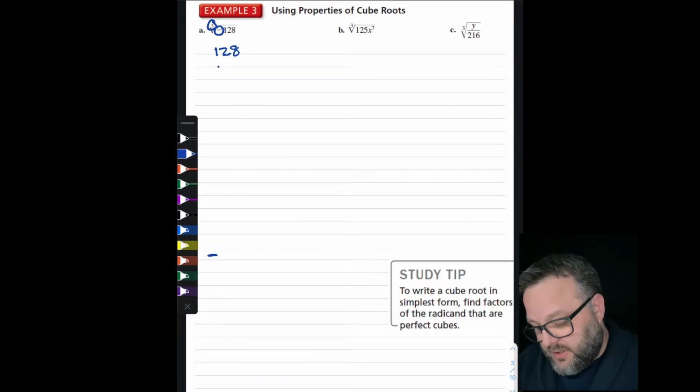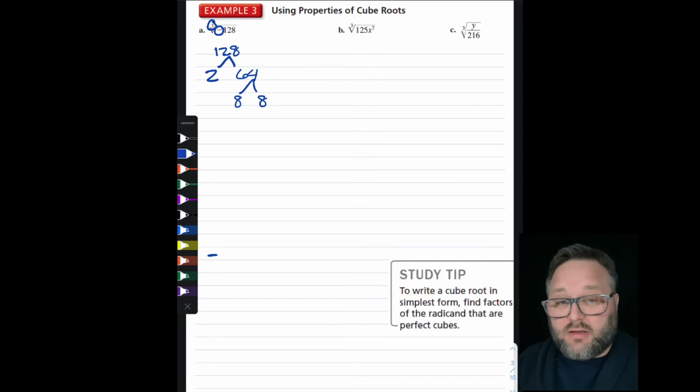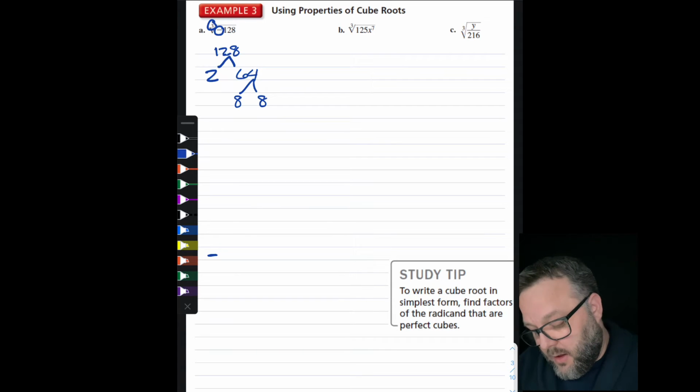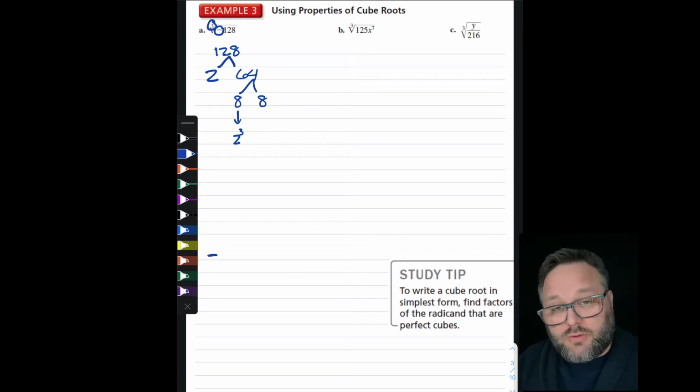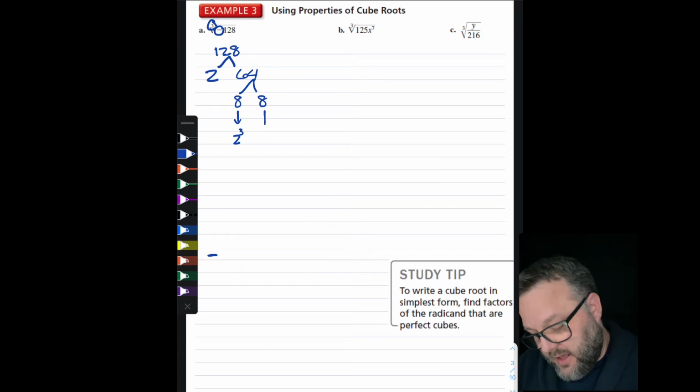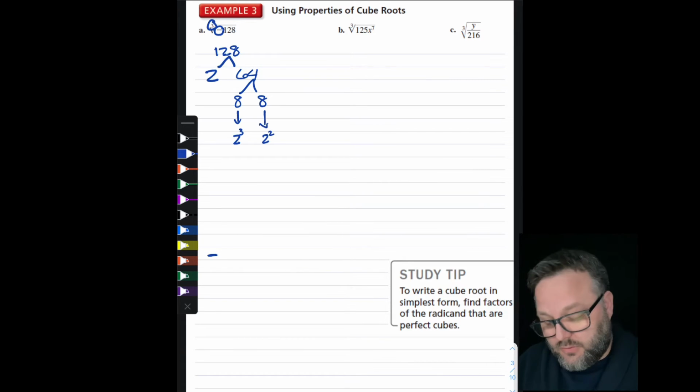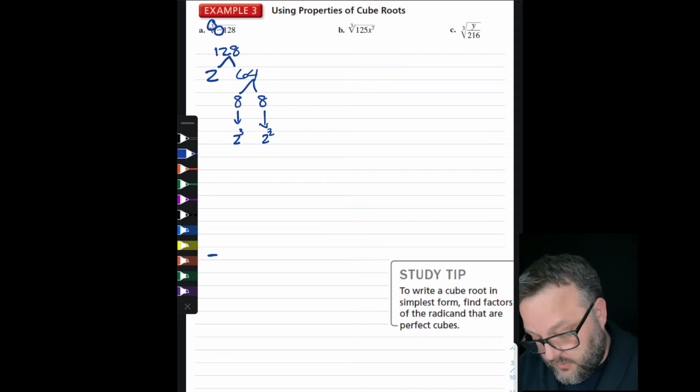So I'm going to take this, divide by 2, and I'm going to get 64. Oh, good. 64 I can split into 8 and 8. Now that's important not because I'm taking out 8s, because this isn't about a square root, it's about a cube root. But what I do know is 8 is the same thing as 2 cubed. And I have 2 of those, 2 cubed.